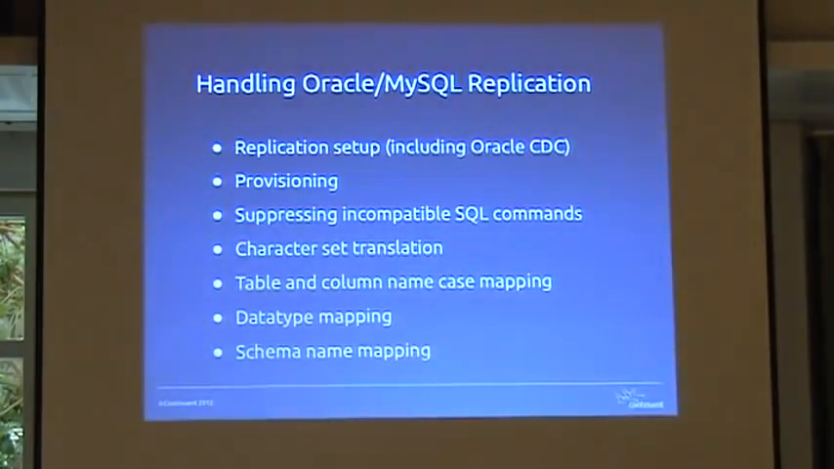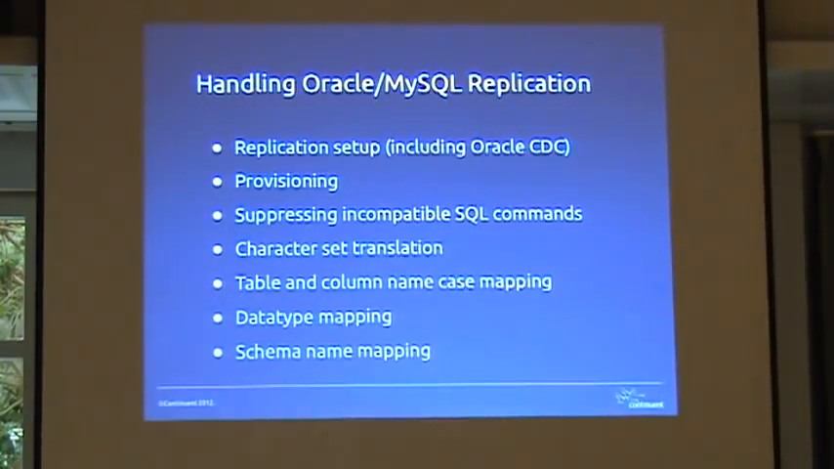There's also an issue with cases. So we have table names and column names. In the MySQL world, you usually have lowercase. In Oracle, you have uppercase. So you need to map this. As the replicator supports transaction filtering on the fly, we have filters which actually do this for you. And you can turn them off or not.